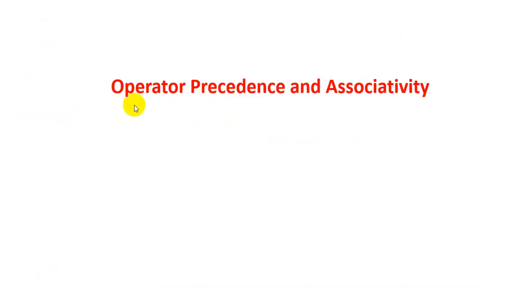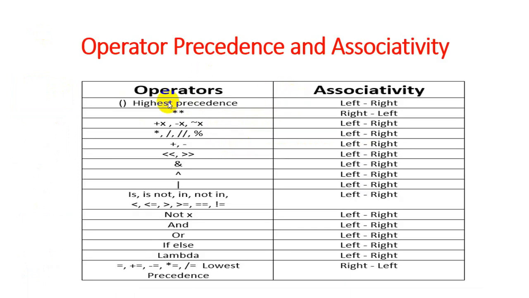Hello friends, so we are going to discuss operator precedence and associativity in Python. In this table, on the left side, the operator precedence order is given from the top to bottom, highest precedence to the lowest precedence. On the right side, the associativity is given. The open and close parenthesis has the highest precedence among all the Python operators. If more than one open and close parenthesis is present, they will execute in left to right order.